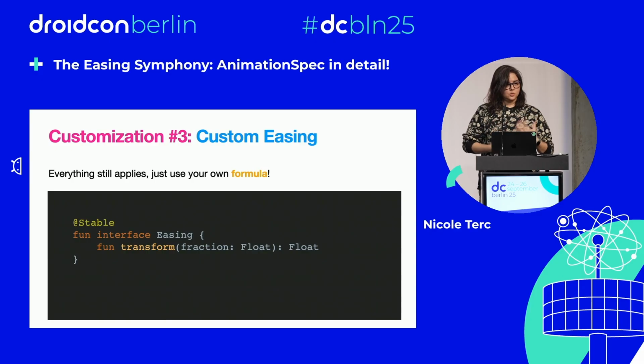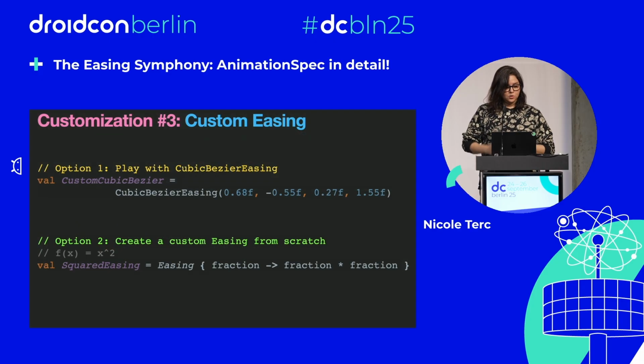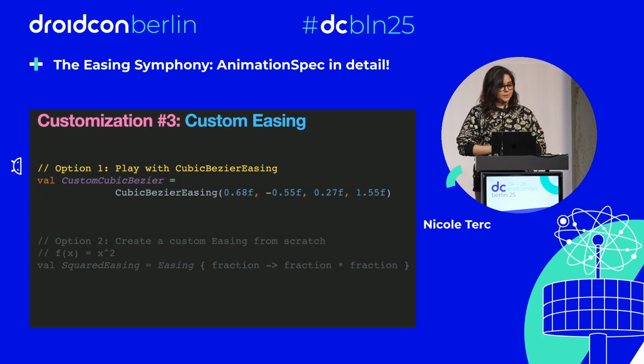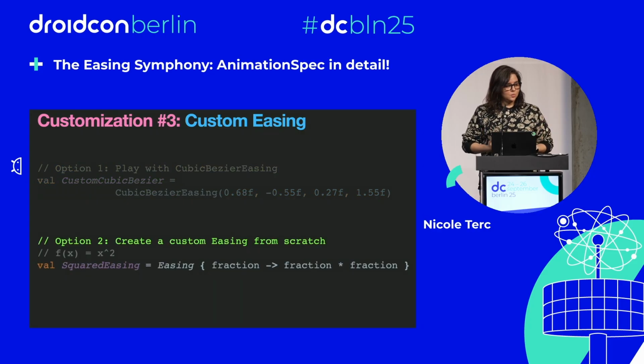Whenever you delve into custom easings, you're going to actually have 2 options on how to create them. Option number 1 is to play with the cubic bezier easing out-of-the-box function that you have, which is going to let you create some waves, some curves in there. Or option number 2, the fun one, is to just create your own custom easing from scratch. And don't worry, even if it looks daunting, it's actually quite easy.